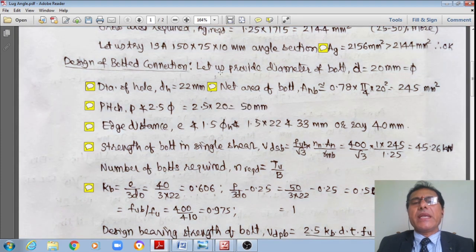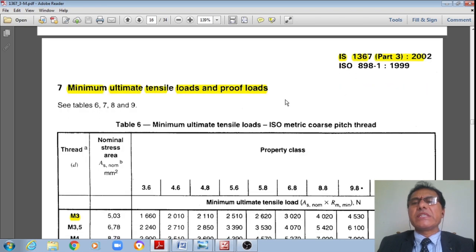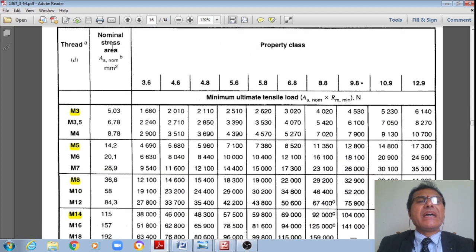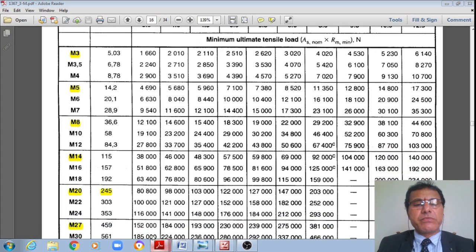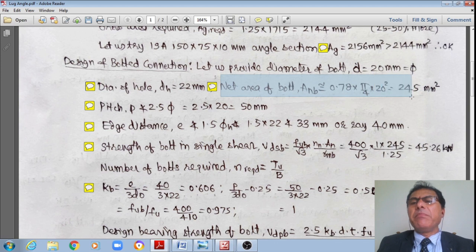As well as from IS 1367 part 3, 2002, page number 9, there I have M20 with the nominal stress area at the threaded section equal to 245 mm square. However, if you don't want to remember that, it can be obtained as A_nb approximately equal to 0.78 multiplied by the gross area. Gross area is pi by 4 times 20 square. Therefore, 0.78 multiplied by 314 is 245 mm square.